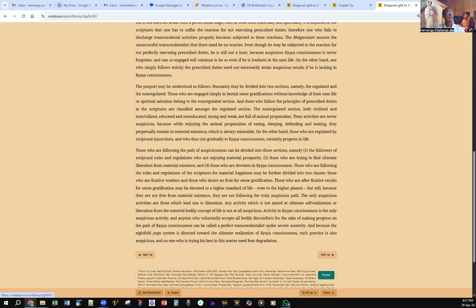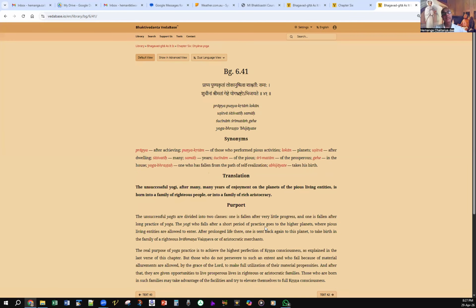Let's go to 641. Now Krishna starts expanding on that. Now 641 refers to a yogi. Now there can be two types of yogis. One type of yogi started practicing Krishna consciousness, suppose, just putting a number here, he only practiced say 10% and then he got lost in the material world. Another case can be he practiced 90% and he got lost.